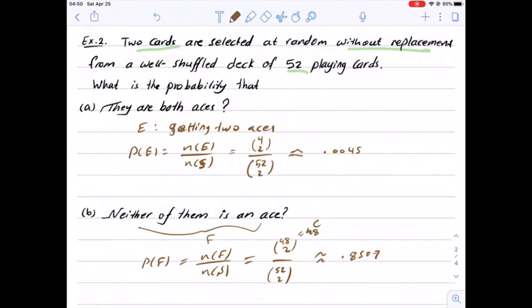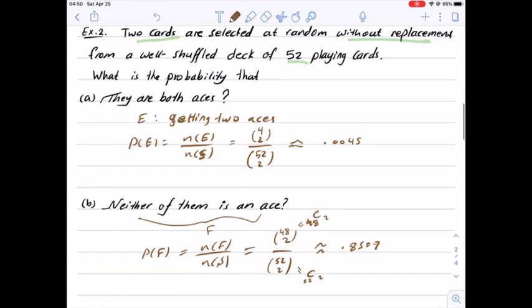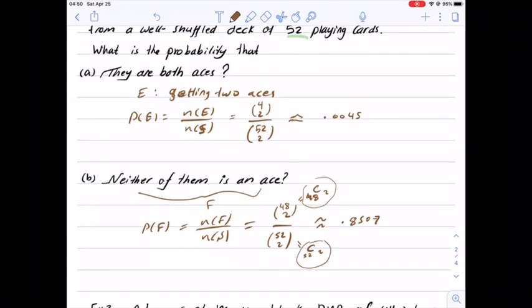And as I mentioned, we can use this notation actually. From 52 we choose 2. So if you want to use a calculator, it's better to remember this notation rather than the other notation.